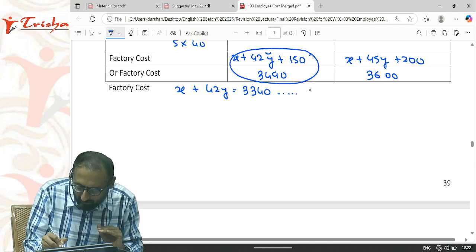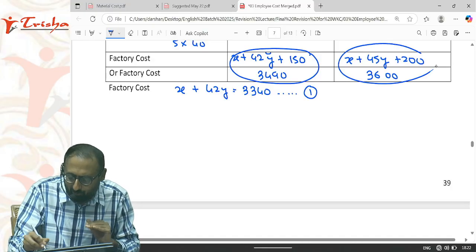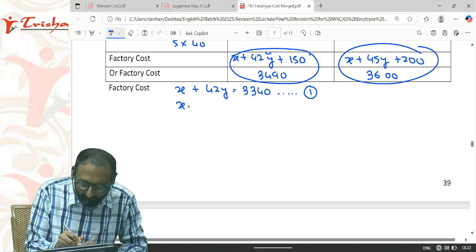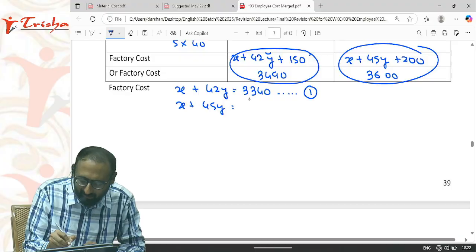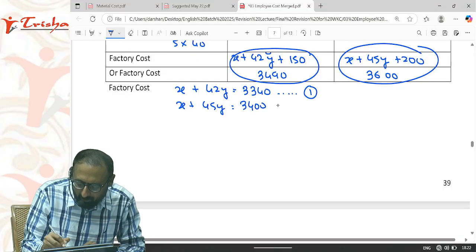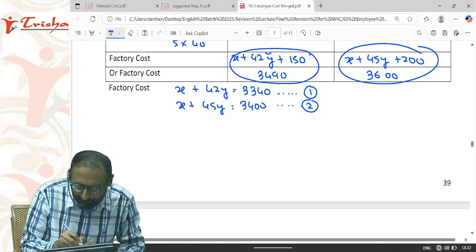This will be your equation number 1. Then equate these two factory costs. So the second equation will be x plus 45y is equal to 3600 minus 200. Is it 3400? This will be your equation number 2.